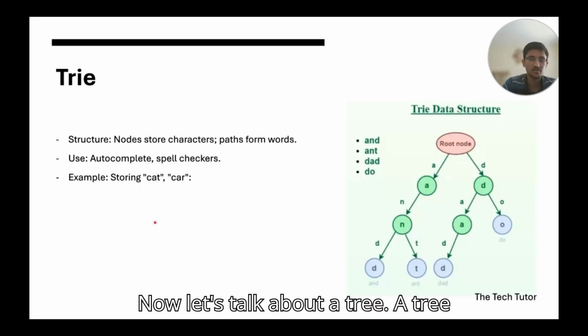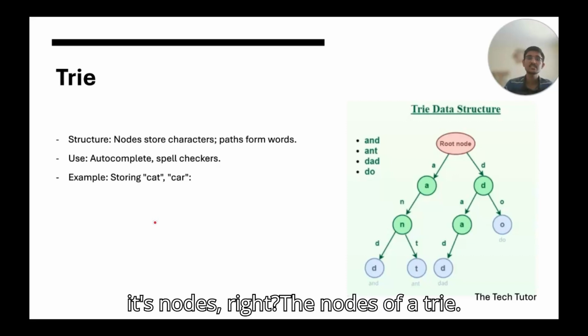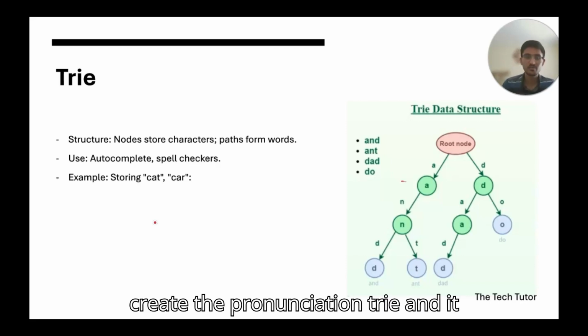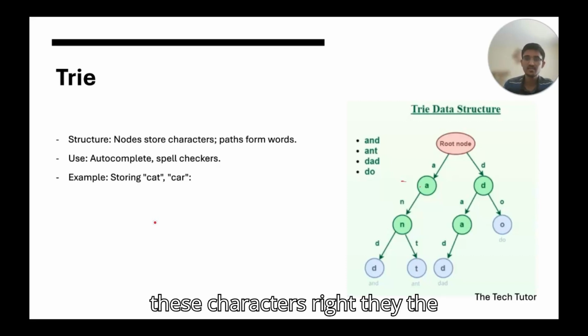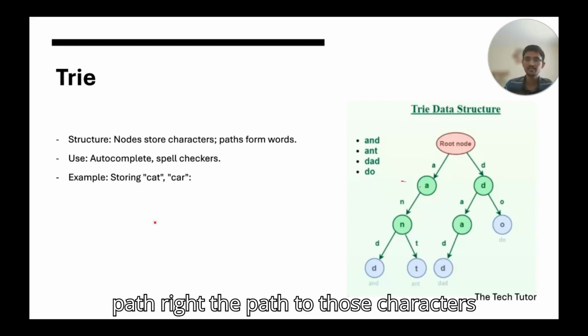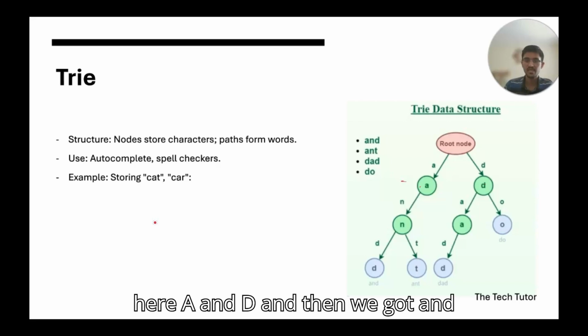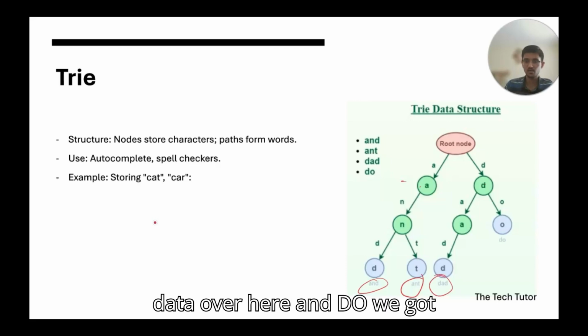And now let's talk about the trie. This is what it looks like. It's nodes, right? We call it a trie actually. Let me correct the pronunciation: trie. It stores characters, and the path to those characters forms a word. So as you can see over here, A and D, and then we got and over here. A and T, we got ant over here. D, A, D, we got dad over here, and D, O, we got do.